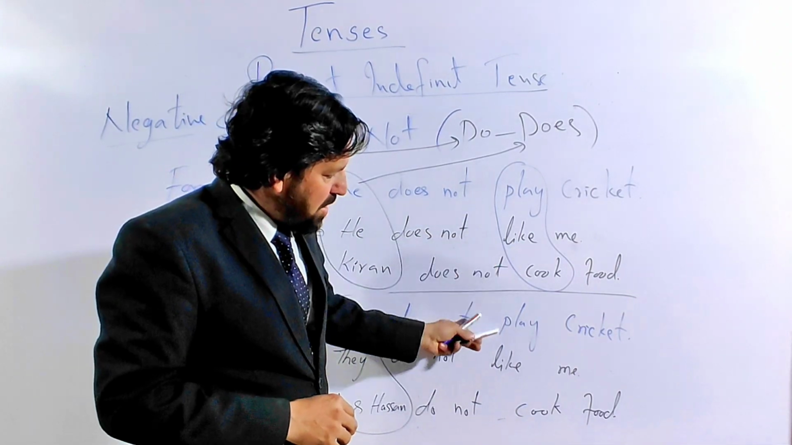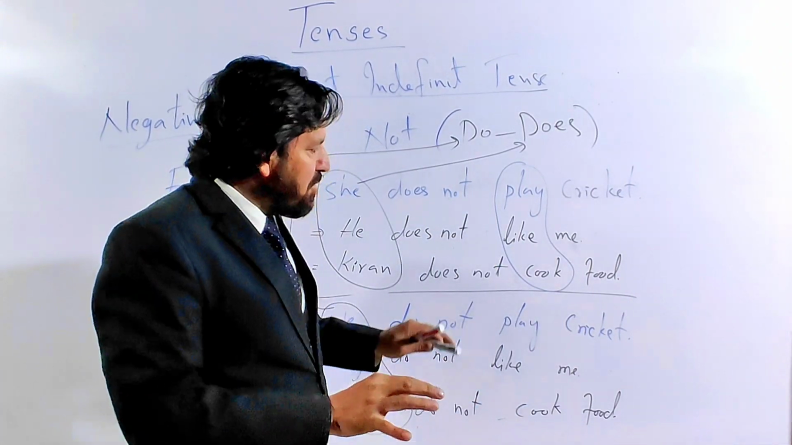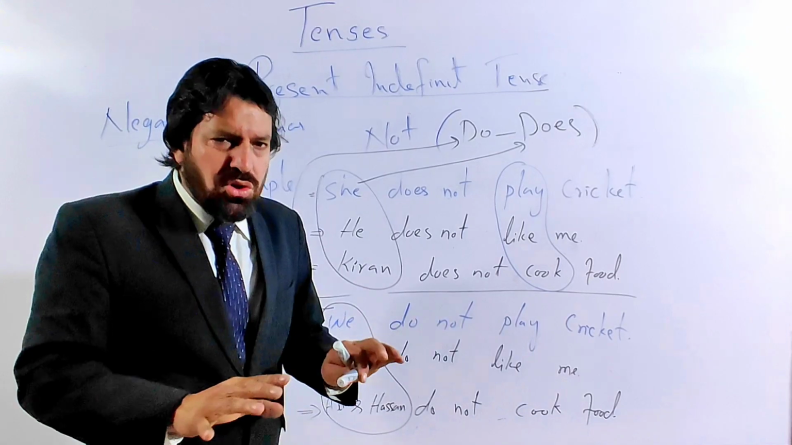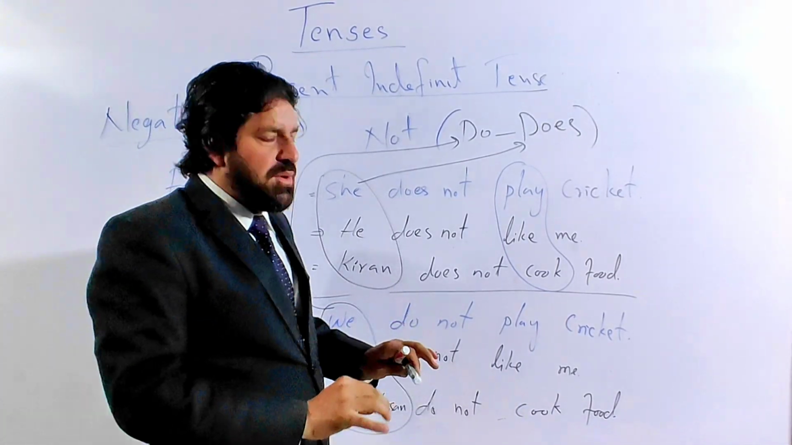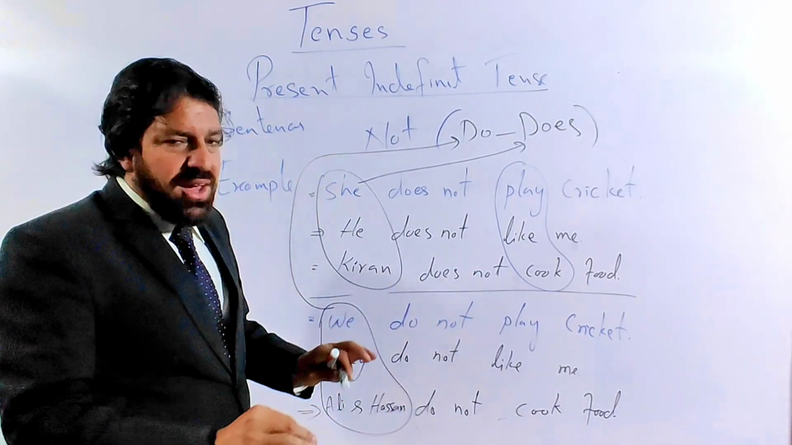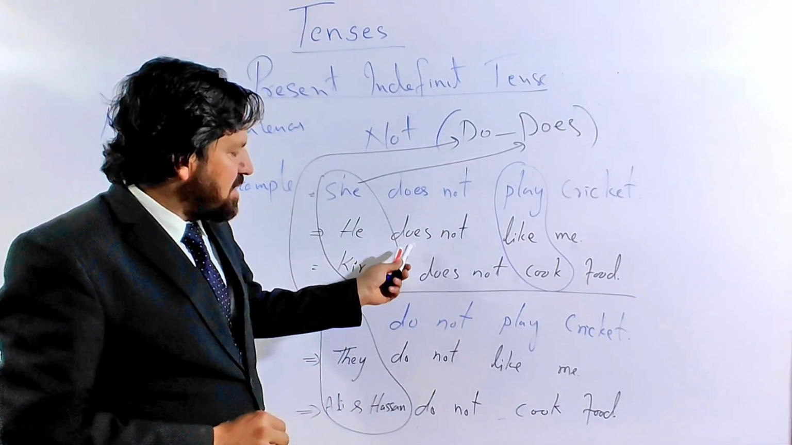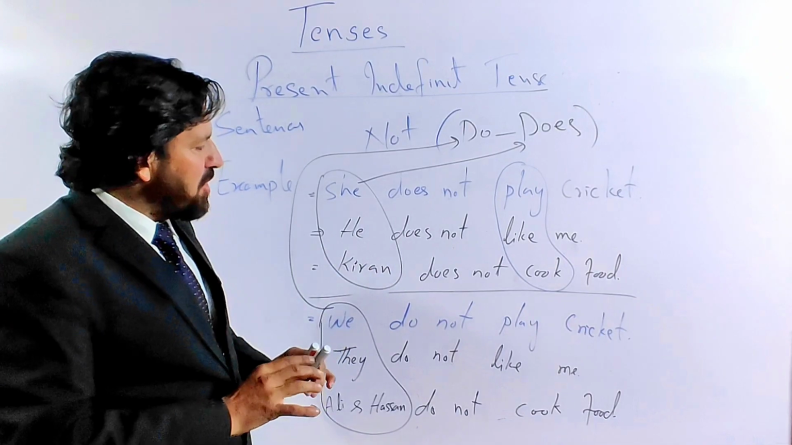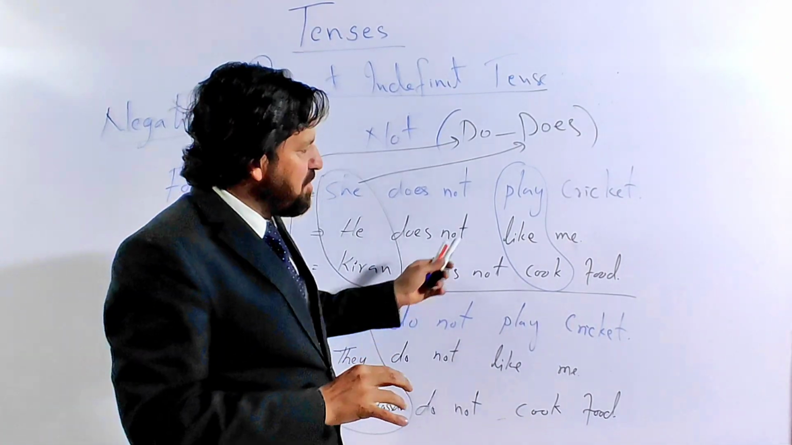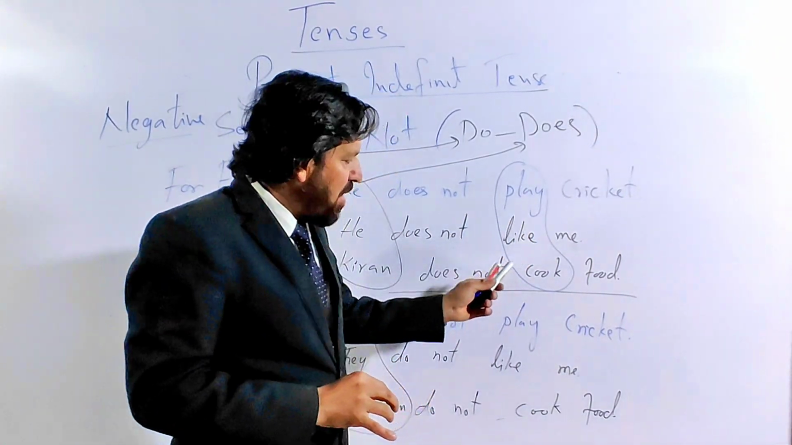Play, like, cook. So you have to use only the first form of the verb. Don't use s or es with the verb. Why? Because we have already used s or es with does, right? So that's why you don't have to use s or es with your verb forms.